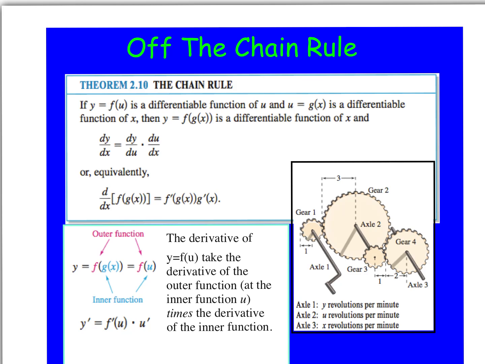This is 2.4a. This is the chain rule. So this is part A of the chain rule. I call it off the chain because we are legit like that.